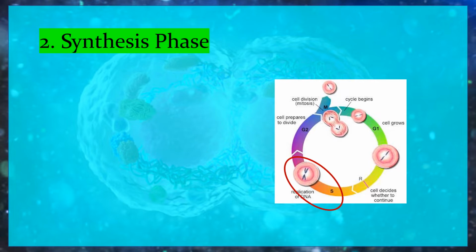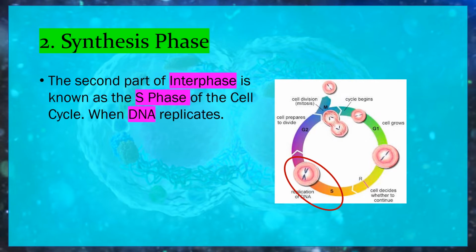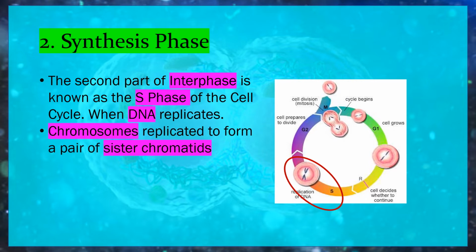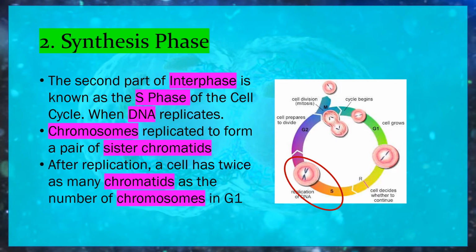Here we have synthesis phase. The second part of interphase is known as S phase of the cell cycle. This is when DNA replicates. Chromosomes replicate here to form a pair of sister chromatids. And after replication, a cell has twice as many chromatids as the number of chromosomes in G1.